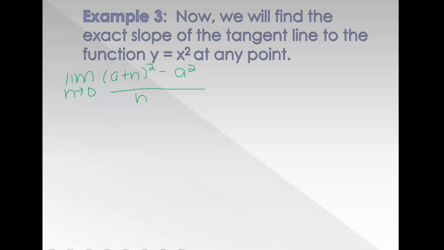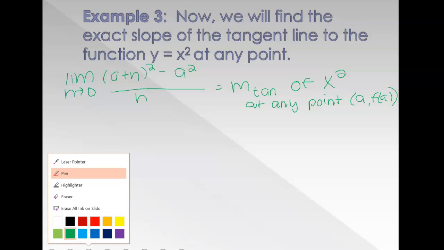So remember that this represents the slope of the tangent of x squared at any point a. That's what we're finding, the slope of the tangent of x squared at any point a. Okay, so let's calculate it out.